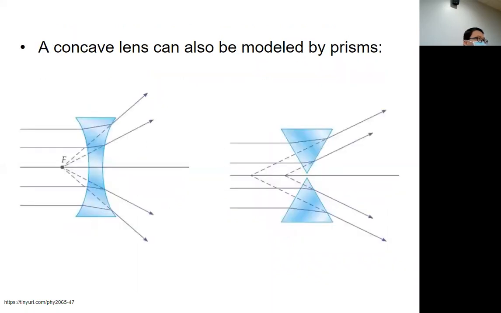On the other hand, if you have concave lenses, then parallel rays will be diverged. They appear to be coming out from the focal point in that case, okay? And this is similar to having prisms in this orientation here, so then they will diverge the parallel rays, okay?